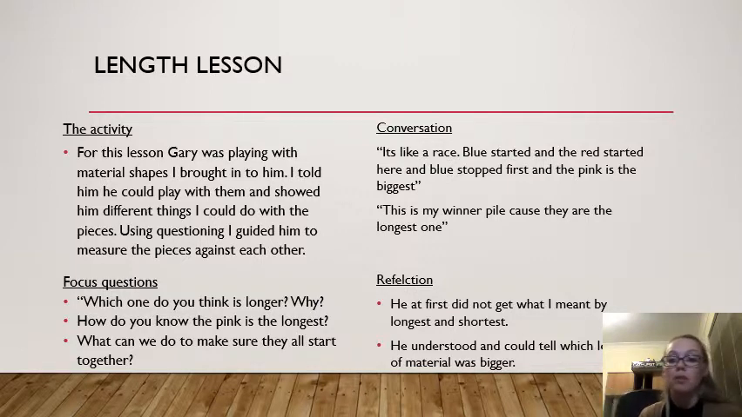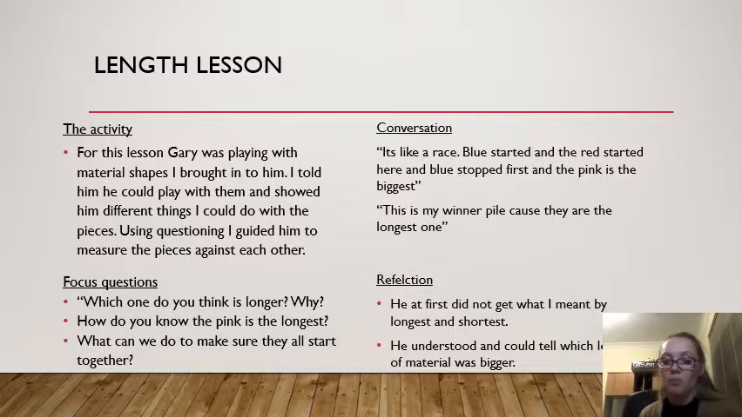Once I asked him that, he said it was like a race. And the blue started and the red started here. The blue stopped first, and the pink is the biggest. So he actually placed down a blue piece of cloth and then lined up the two pieces of material off the edge of it like a racetrack. And he said that when you race along the track, that it stopped. And the blue stopped first, and then the pink kept going. So the pink must be the biggest or the longest because it kept going.